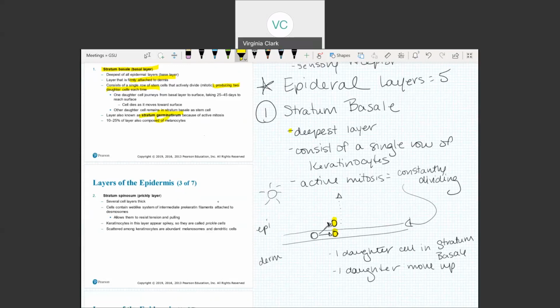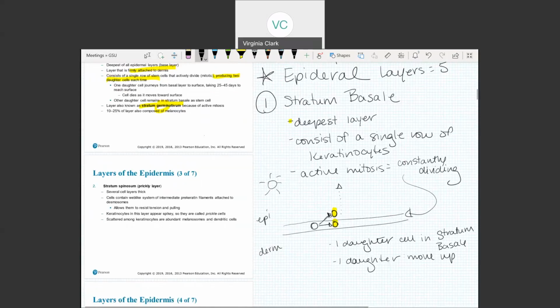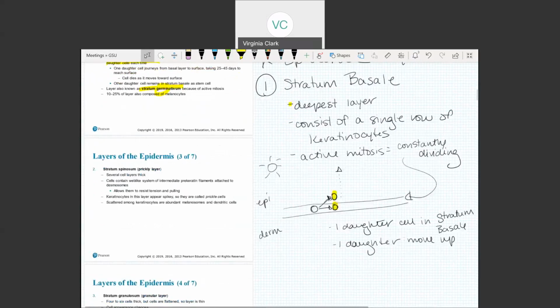So another thing that's happening in the stratum basale, it is mainly going to be made up of keratinocytes, because they are the ones who are doing the dividing. So the primary cell is going to be keratinocytes, but it will also include about 10 to 25% of the cells being melanocytes. So this is where we're going to be producing that dark melanin pigment in order to protect the nucleus of the cells. So that's what's happening with stratum basale.